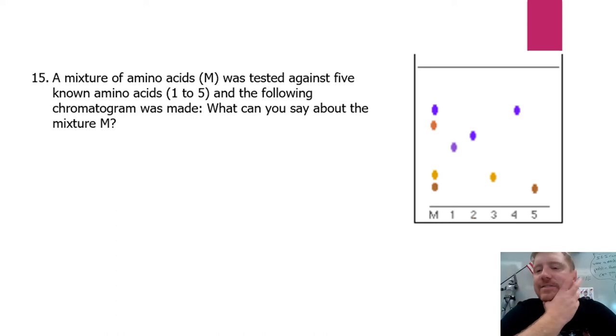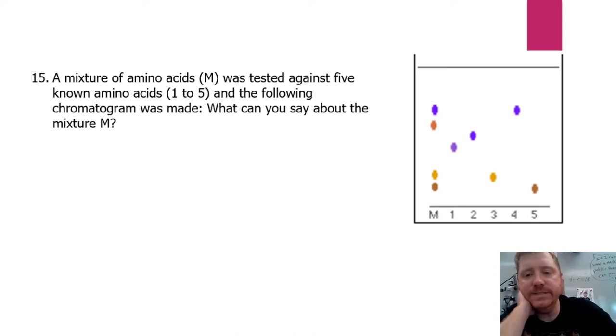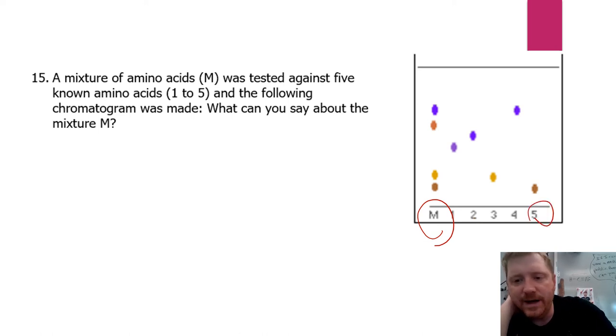This was actually a kind of a similar question to a couple years ago. Amino acid M was tested. This is M, and it was compared to five other known amino acids. And that mixture obviously contains number five, number three, and number four. And then it has a mystery one also, doesn't it? Ooh, that's exciting. So it's got three of the five, and it's got a mystery one as it got separated.